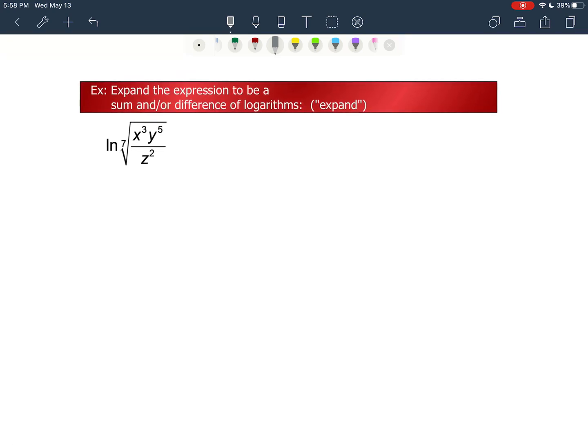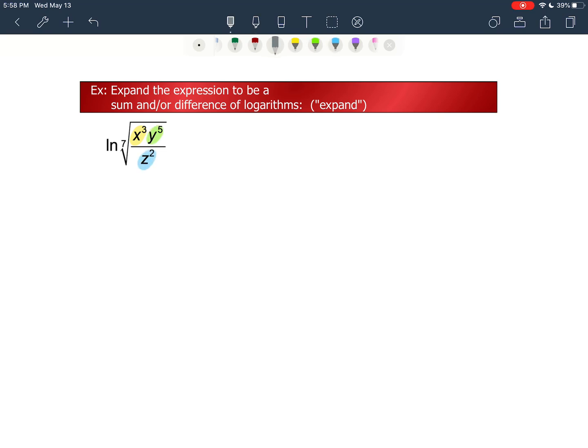How many terms would we have after expanding this? How many terms are we going to have? This is another great example for you to try. So go ahead and try this one and then come on back. The answer is we're going to have 3 terms.